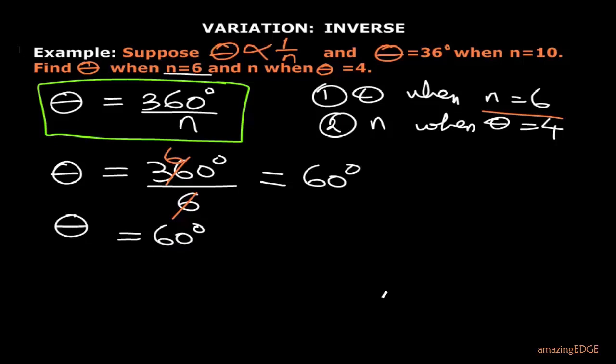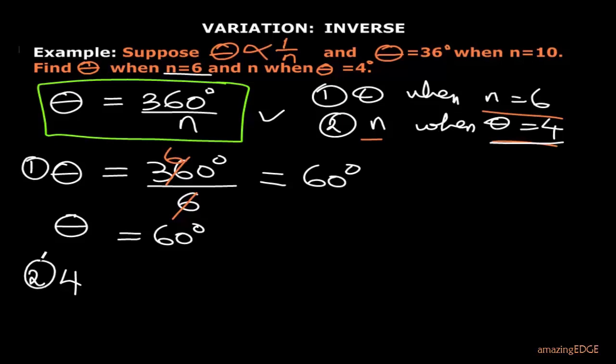Next says we should find n when theta is equal to 4. So what it means is this: when the angle is 4 degrees, how many sectors will you have? So proceed. So we always work with our formula. So theta is given as 4. So theta is now 4. So let's say that we have solved problem 1. And here becomes problem 2.